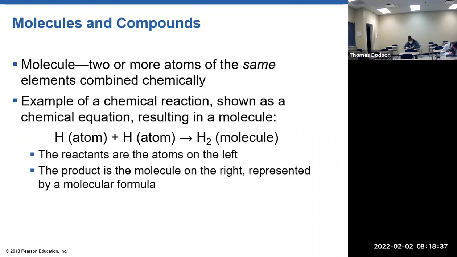So you've got a molecular formula showing two hydrogens becoming H2. Does anybody know what we call this arrow? So if you've got H plus H, how would you read this equation? H plus H not equals. You can think of it as equals. We use a different term usually. The term is yield or yields. So H plus H yields H2.